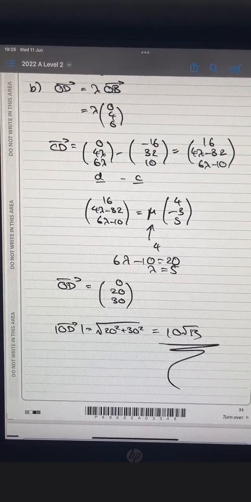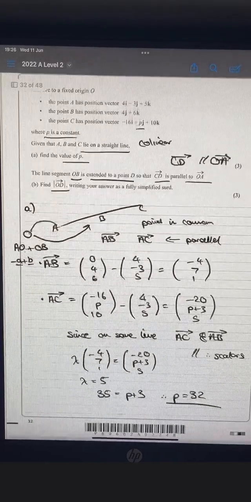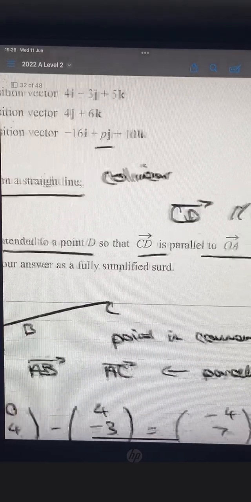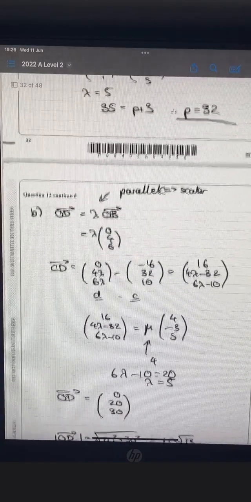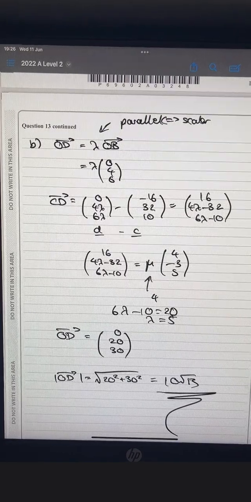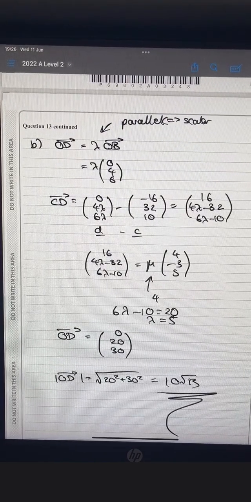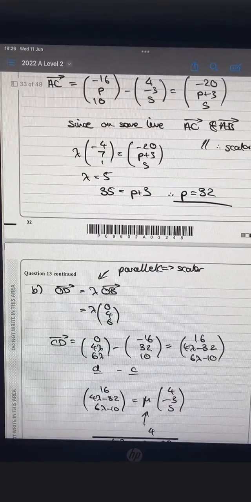The CD part is because it's telling me that CD is parallel to OA, right? So I'm just using the information given to me and trying to see, is that going to give me the answer I want, and just write down those marks. All right. Honestly, this was what, 3 marks, right? A 3 marks question, and the last mark is probably just from the magnitude. So yeah, all that for 2 marks.